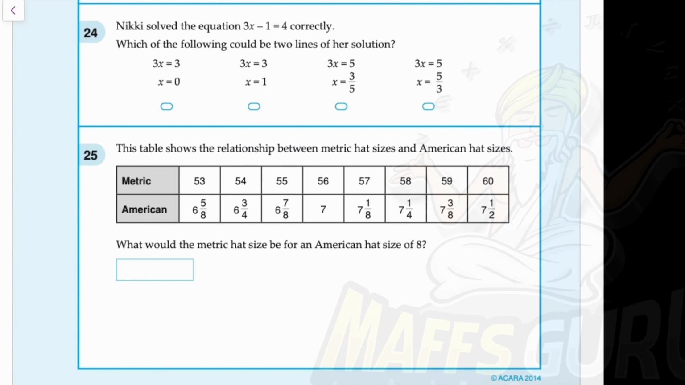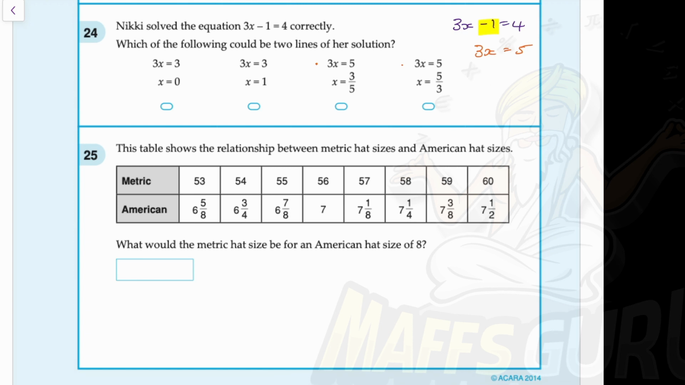Nikki solved the equation 3x minus 1 equals 4 correctly. Which of the following could be two lines of her solution? Well, the first thing I'm going to do with 3x minus 1 equals 4 is get rid of that negative 1. So I'm going to add 1 to both sides, which gives me 3x equals 5. All right, so basically there's either this one now or this one here as an option.